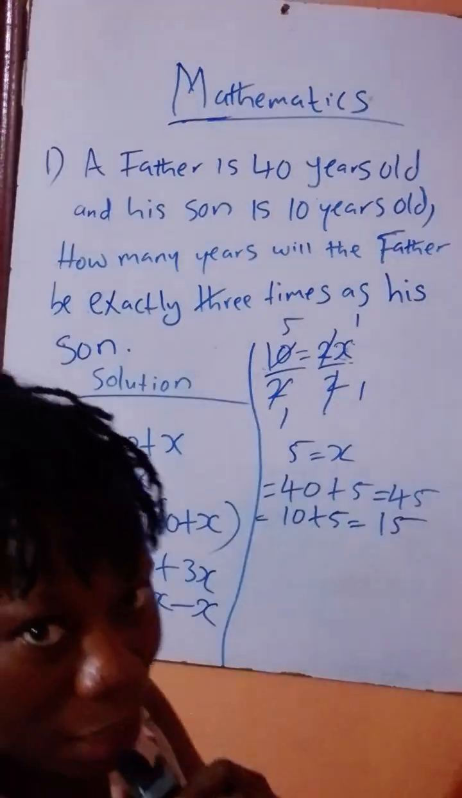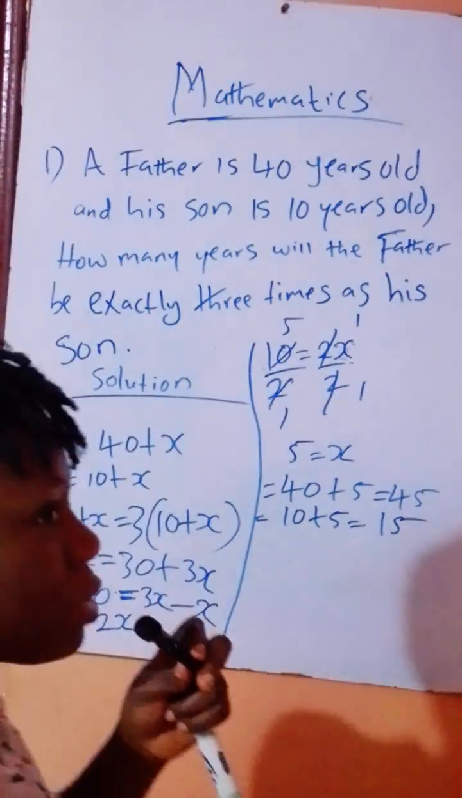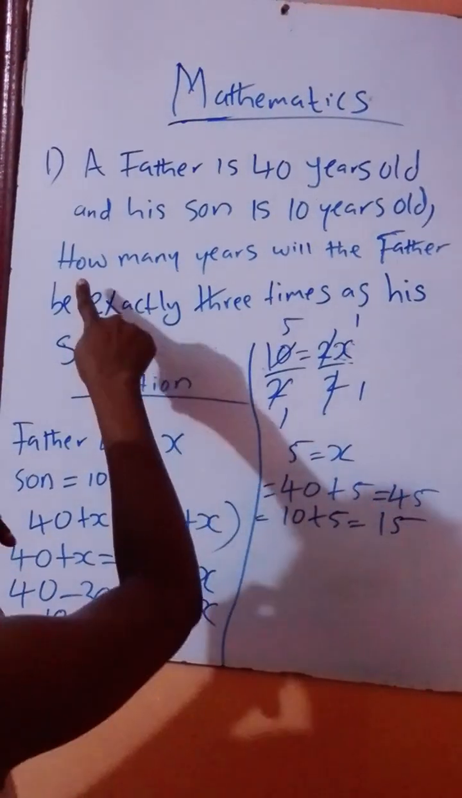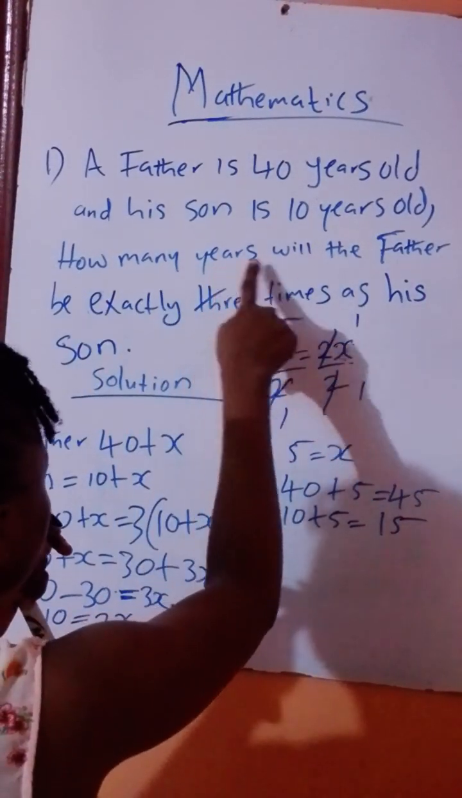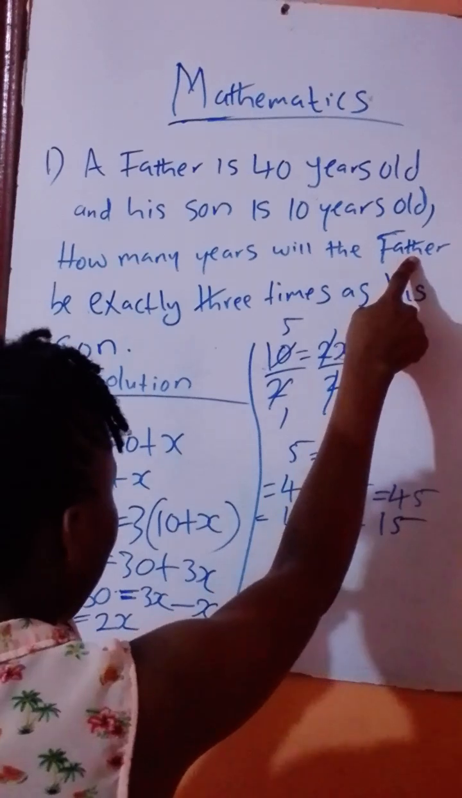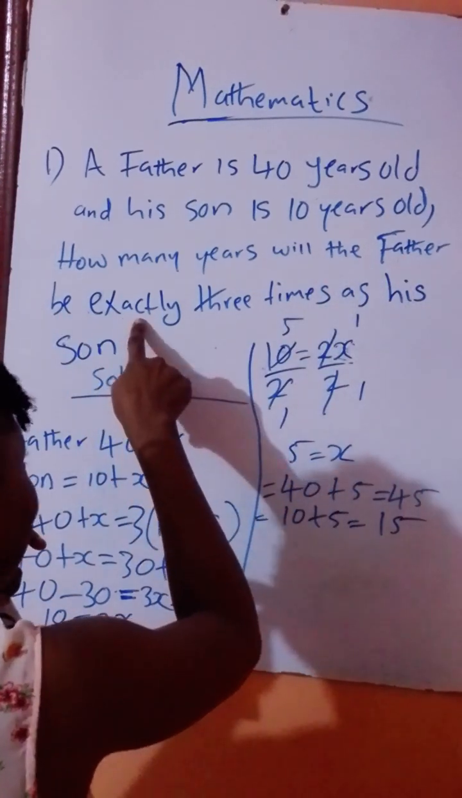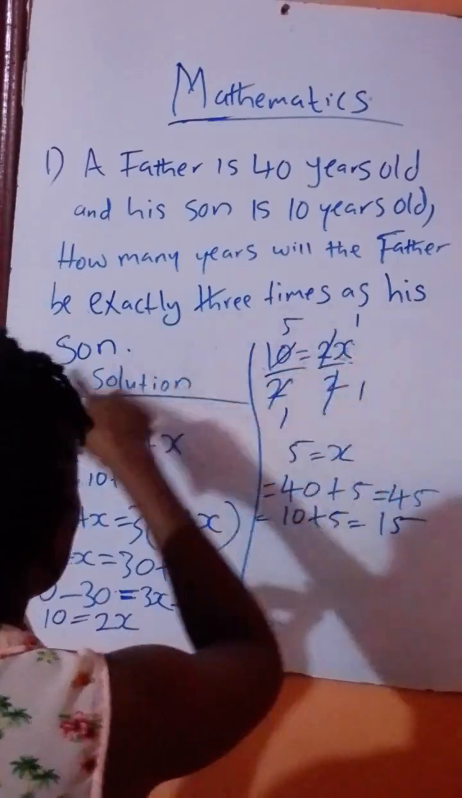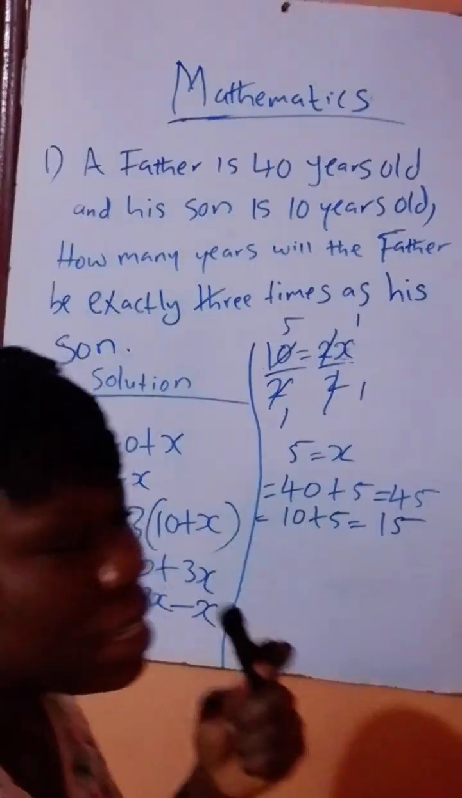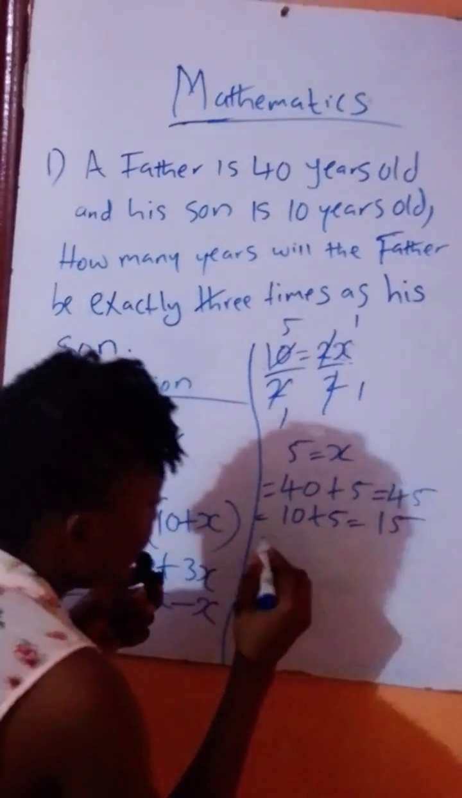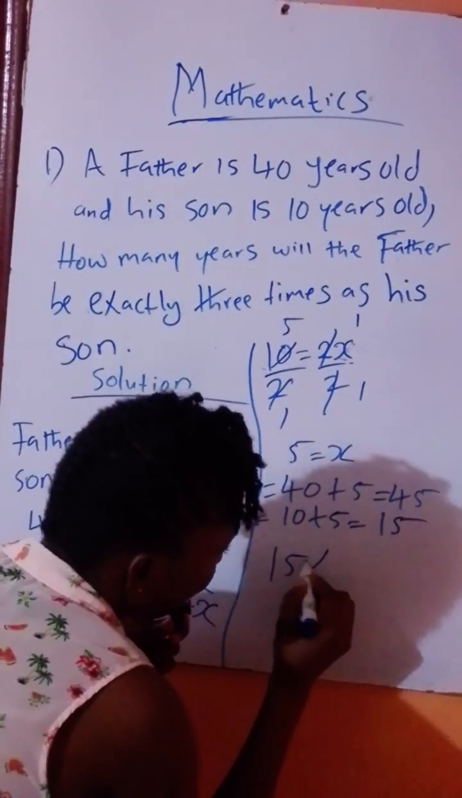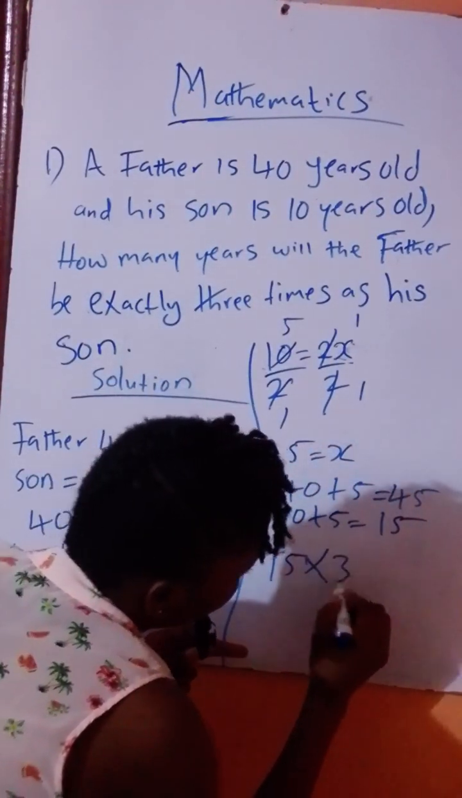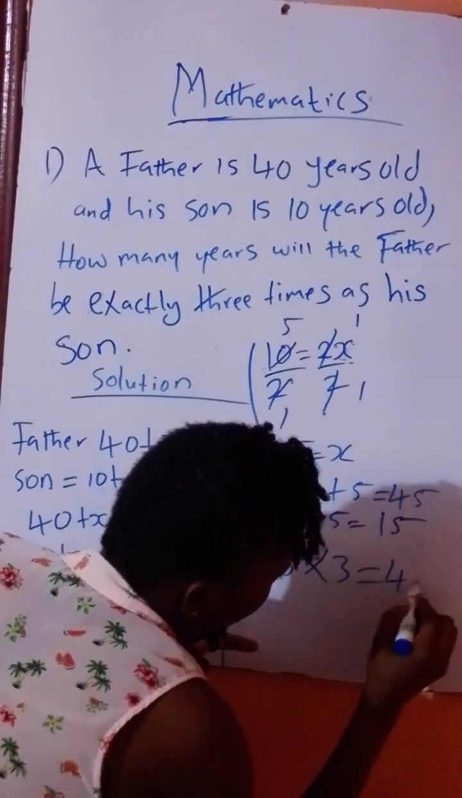Don't forget that the question said, how many years will the father be exactly three times as old as his son? What it means is that this 15 times 3 gives us 45.